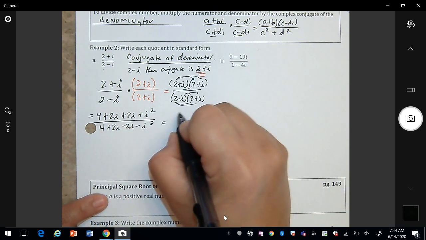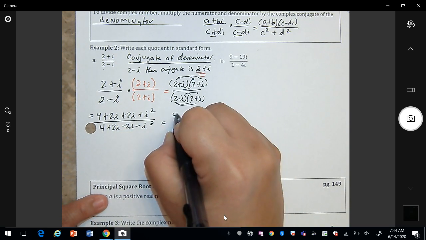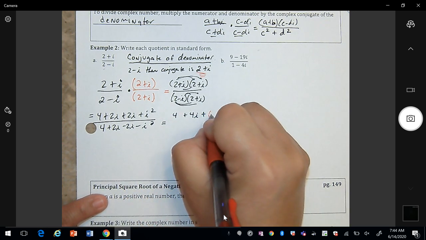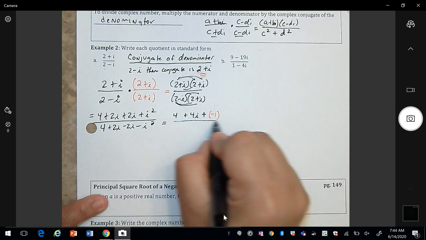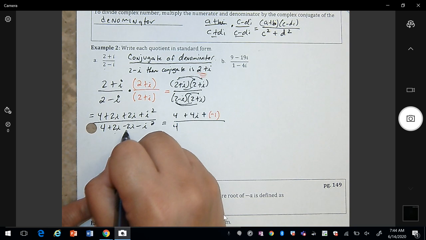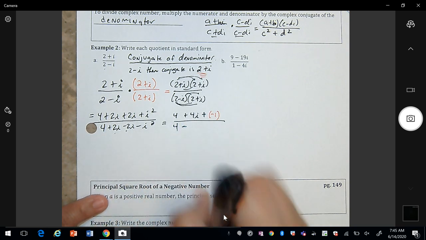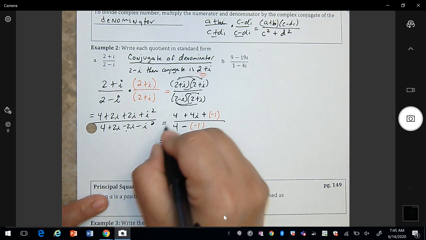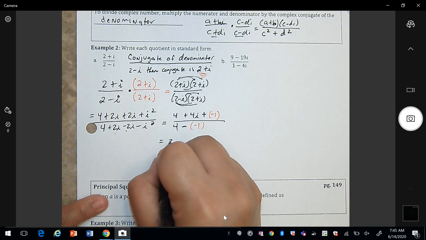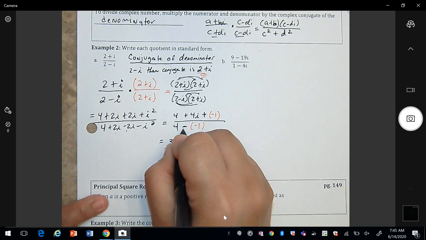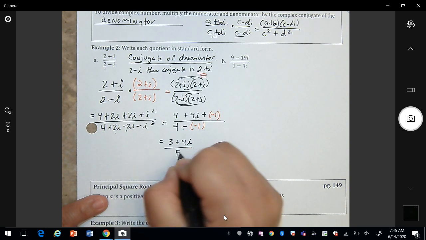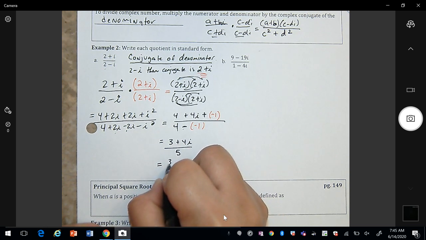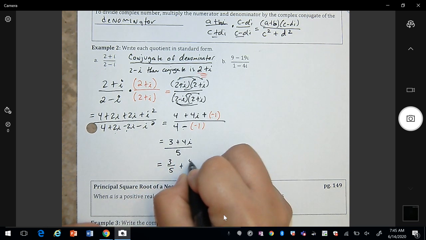There are like terms, so we have 4 plus 4i. And anywhere you see an i squared, we're going to replace it with negative 1. So in the denominator we get 4, 2i minus 2i is 0, minus, instead of i squared, a negative 1. So 4 minus 1 is 3, and negative negative is positive, so the denominator ends up as 5. To write in standard form, it's 3 divided by 5, which is 3/5, plus 4 divided by 5, which is 4/5 i.